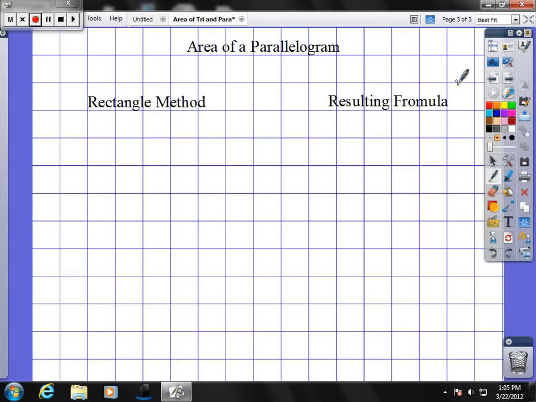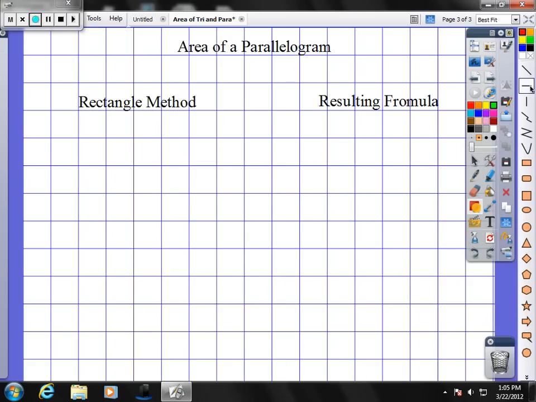We can then move on to area of a parallelogram. Same exact idea. So let's go make a parallelogram. And the way we're going to do that, I guess we could do it in black. A parallelogram has 2 pairs of parallel sides.